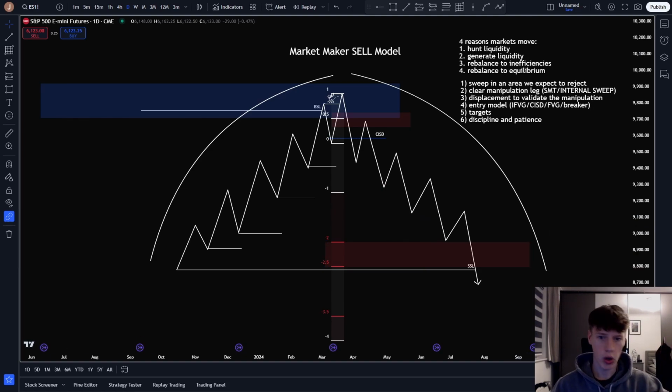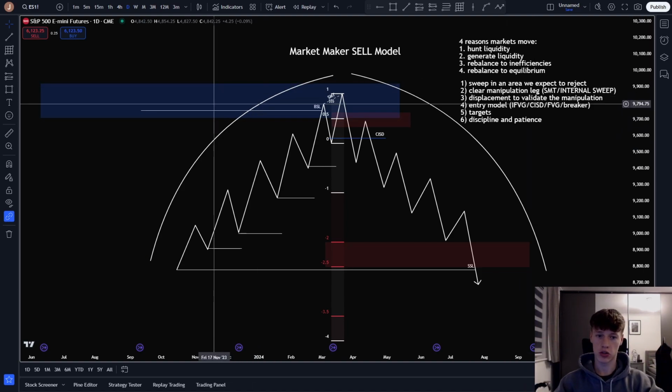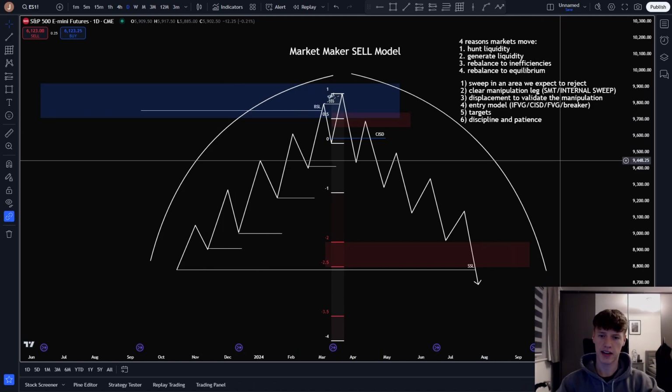Okay, so now you are looking at the same thing, but a sell model. This is for shorts. This is to be bearish, a bearish bias, whatever. So same thing, 4 reasons why markets move: hunt, generate liquidity, rebalance to inefficiencies, and equilibrium. So what you're looking for first, you're looking for a sweep in an area we expect to reject.